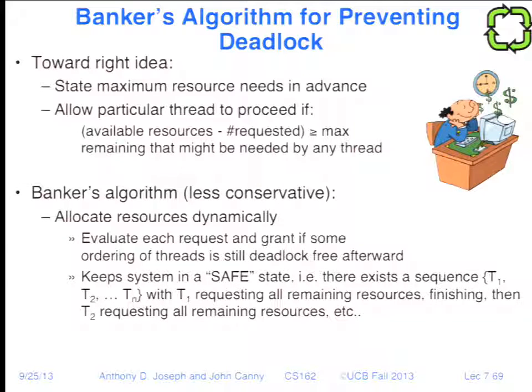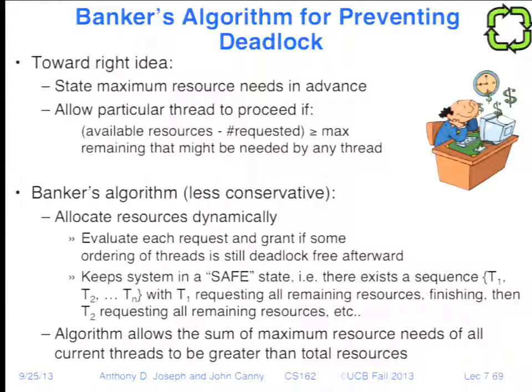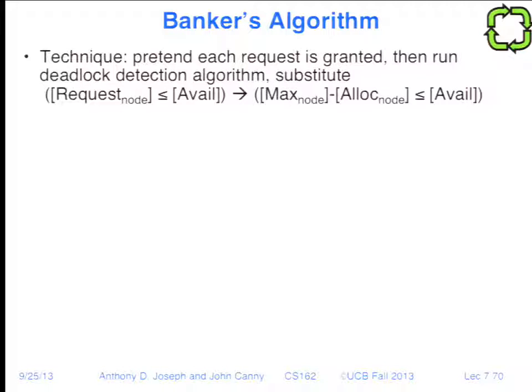And this guarantees that the system can't deadlock because you've proved that there's some execution of threads where at least one thread can proceed at each step, acquire what it needs, run, and complete. The threads may not do exactly that, but in the worst case, they'll do what the simulation simulates. So it allows the maximum resource needs of all the threads to be greater than the total resources. In other words, it's not as conservative as the first one.